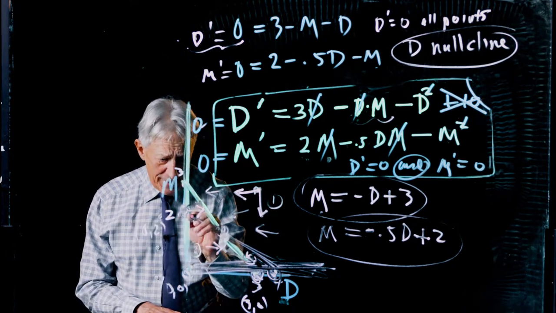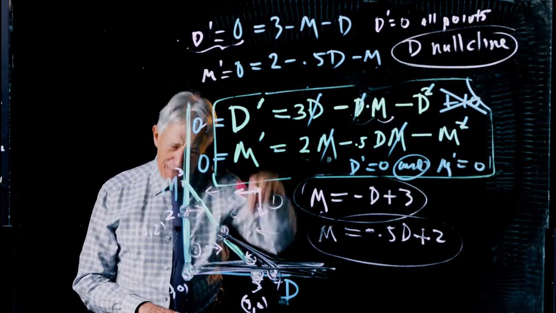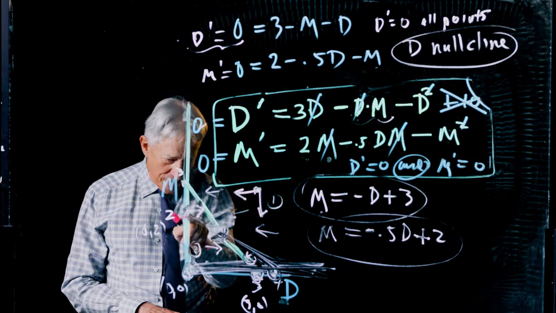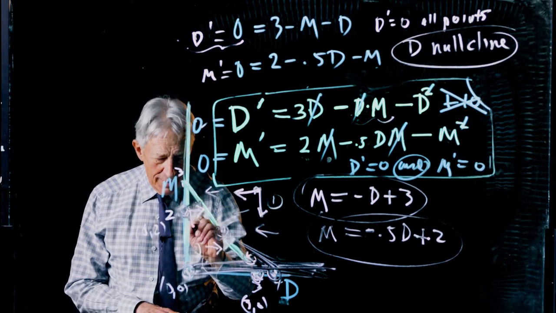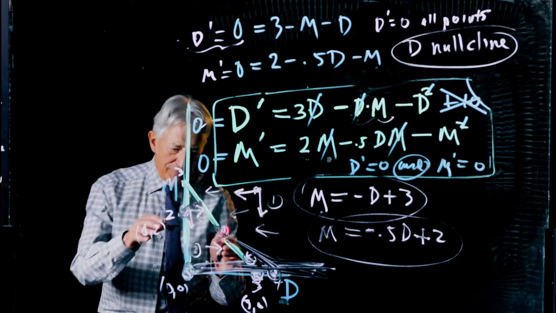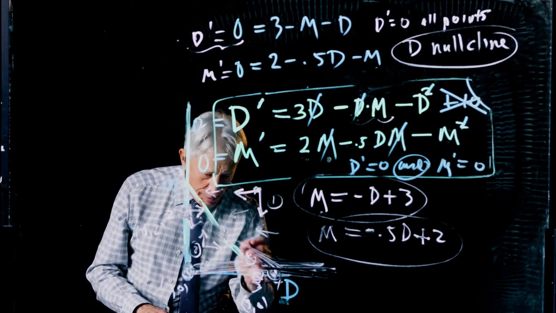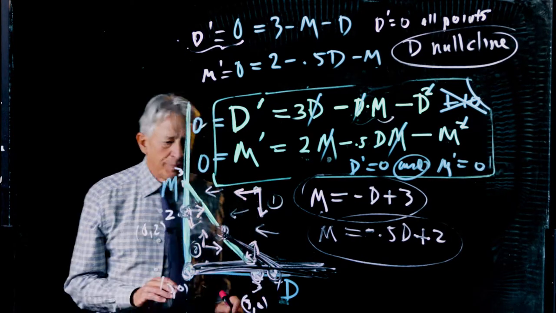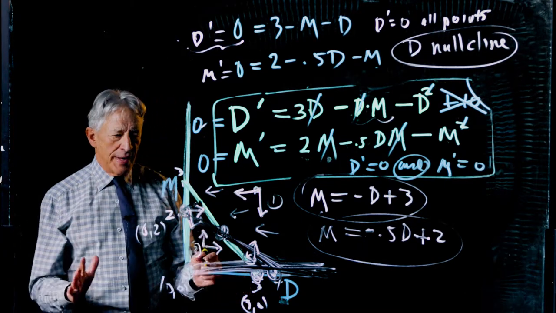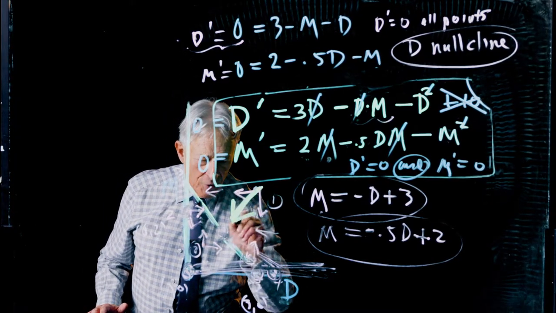which includes this sector, which means that, did I say north? I meant south. Everywhere north of here, which means this sector, which is north of the M null cline, must also be going like that. And conversely, south of this null cline, these arrows must be going up here and here. So, we got it.